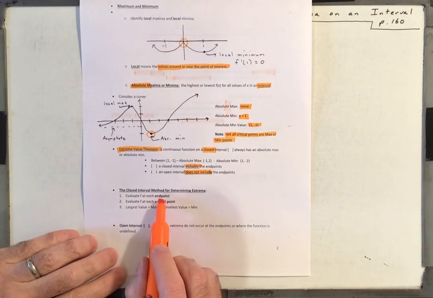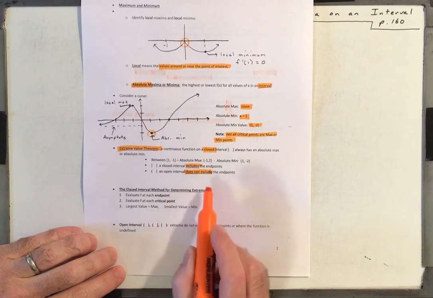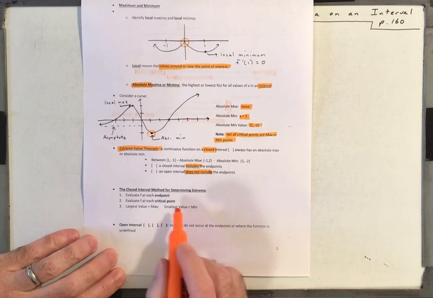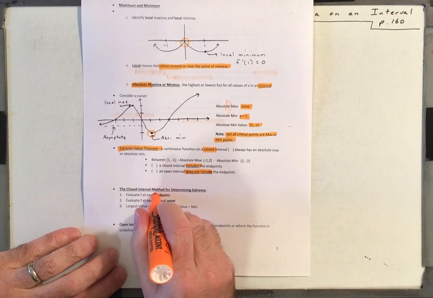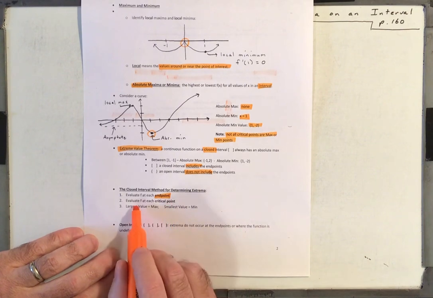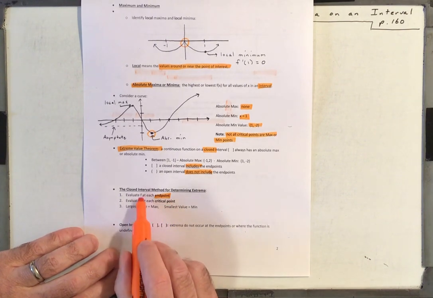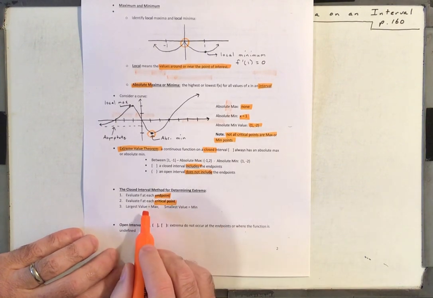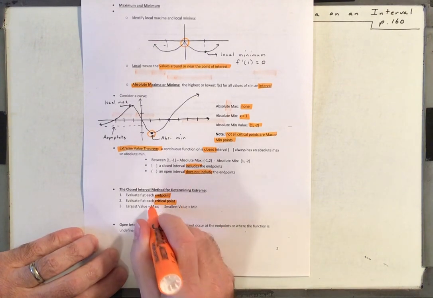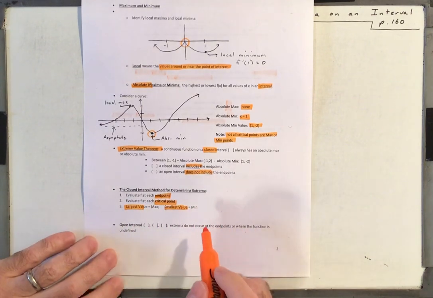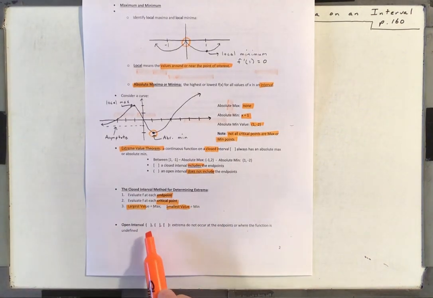So the closed interval method for determining extrema, again, that's just max and min. We're going to evaluate f at each endpoint, and I'm going to work an example doing this. Evaluate f, meaning we find the y value at each critical point, and then the largest y value is the max, and the smallest value is the minimum. Now let's say we have an open interval.